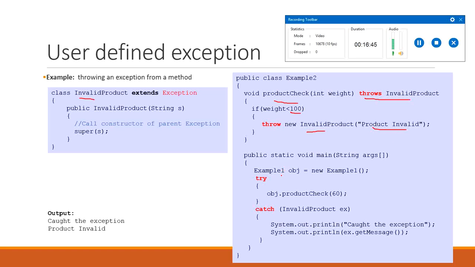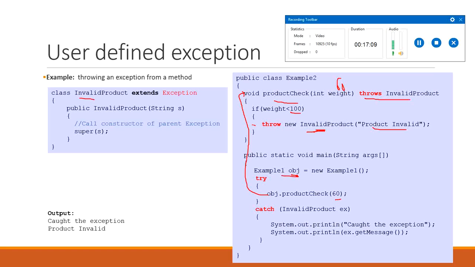Then in the main method, I have created the object of this class, and then I have called the method by passing some value. So what will happen? obj.productCheck, this method will be called. Weight is now 60. Since weight is less than 100, this exception will be thrown.